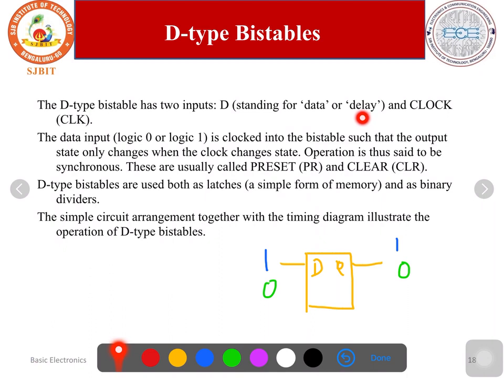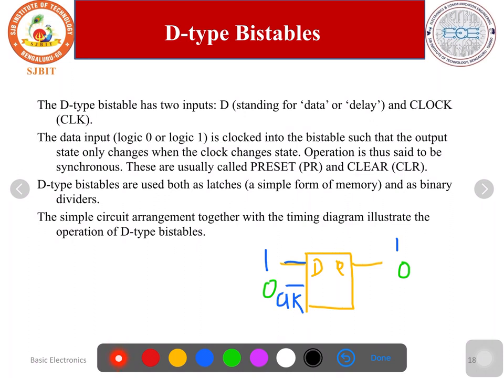After some propagation delay time, there will always be a small time delay while transferring the input to the output. Here we will include one more input called the clock input. So D is the data input, and this clock is for synchronization. The data input, whether it is logic 0 or logic 1, is clocked into the bistable such that the output state only changes when the clock changes state. When there is no clock, the output will not change.